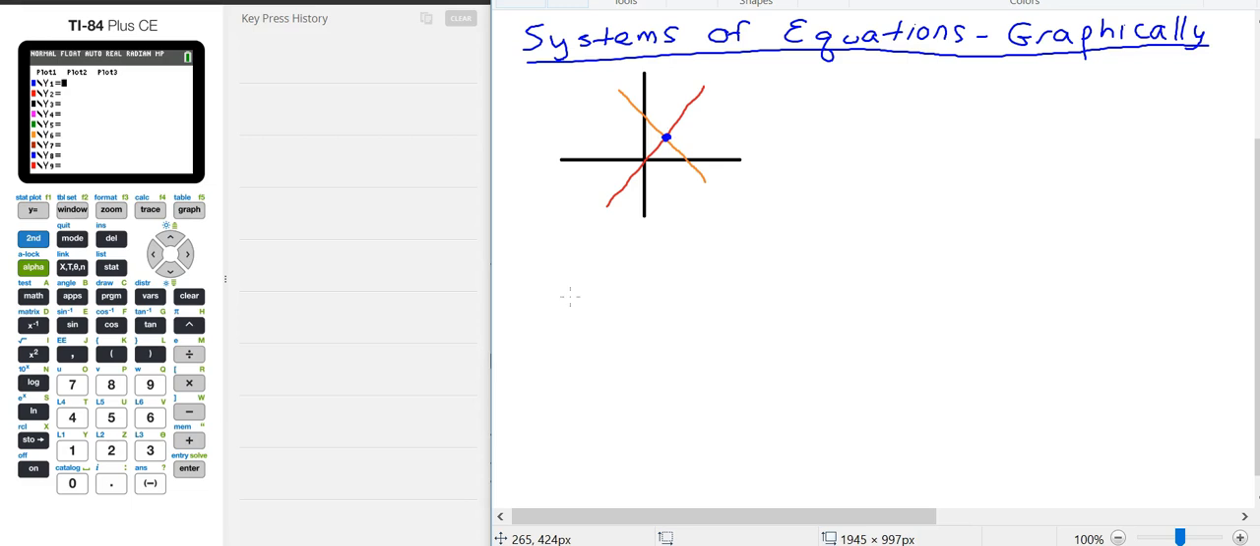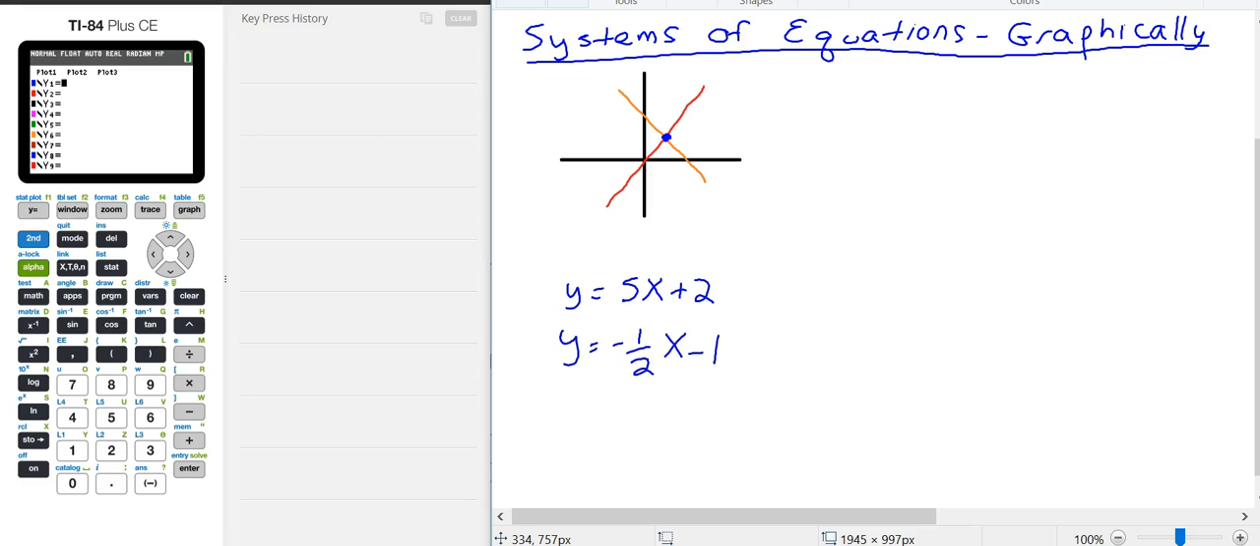Let's say you have two equations. Let's say you have the equation y is equal to 5x plus 2 and y is equal to negative 1 over 2x minus 1, and you want to solve this system graphically. Either you could graph it by hand, you could draw a graph, and you could see where they cross on your graph.